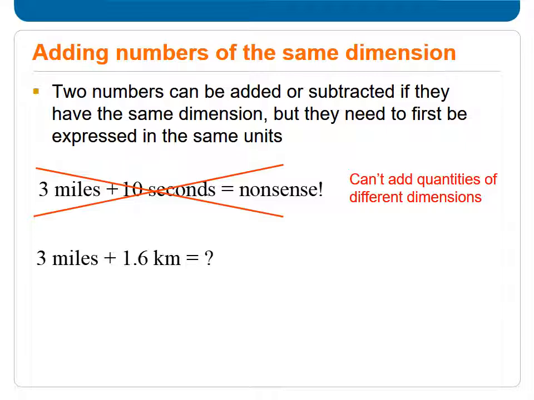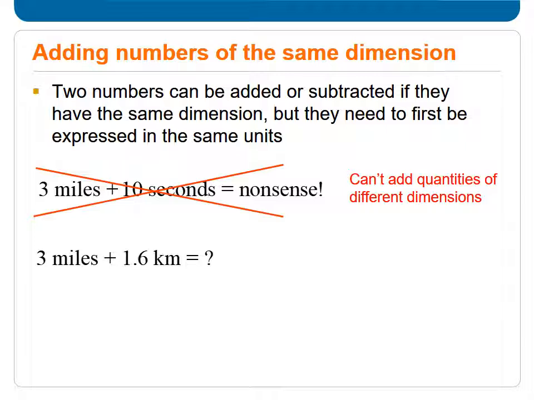Two numbers can be added or subtracted if they have the same dimension. We can't add 3 miles in 10 seconds. That's nonsensical. Any physically meaningful equation, and likewise any inequality, will have the same dimensions on the left and right sides, a property known as dimensional homogeneity. Looking for dimensional homogeneity is an important skill used in solving physics problems.